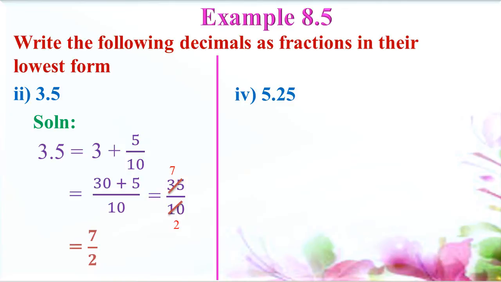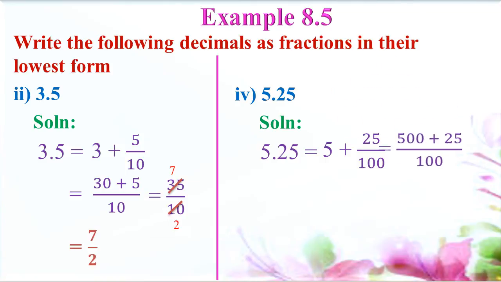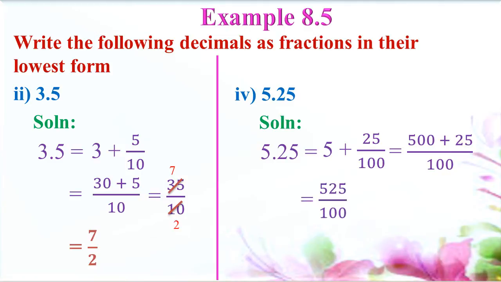Next, 5.25. Here 5 is the whole number and 25 is the decimal part. Am I right? That means 5.25 means 5 plus 25 by 100. So now we want to find the LCM, and we'll get 100. So change according to the 100. We'll get 500 plus 25 divided by 100. So we'll get 525 divided by 100. In the denominator we have two zeros. Am I right? And that is also a multiple of 25. So we'll get 21 5s are 525 and 4 25s are 100. So we'll get 21 by 4.